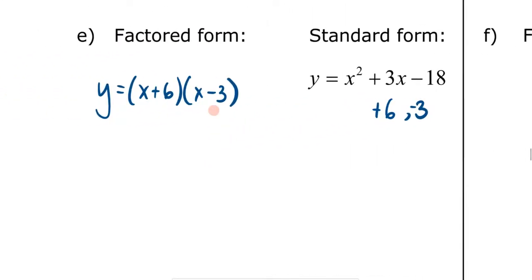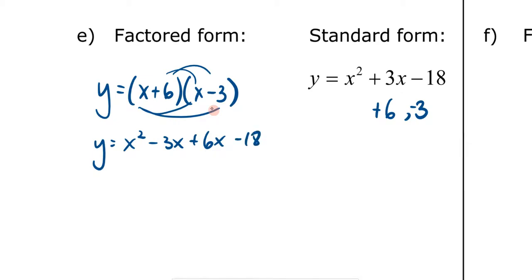And so again, if you make a mistake like that and you're not sure, you can always expand your result to find out. So you have x times x, which is x squared. X times minus 3 is minus 3x. Then 6x and minus 18. And so you have y equals x squared plus 3x minus 18.